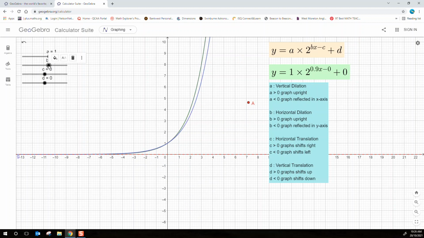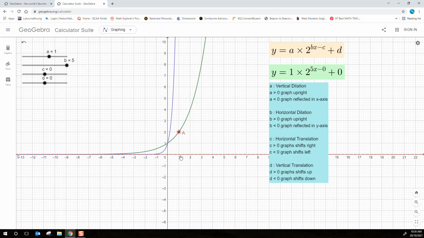Now let's look at the effect that b has. b seems to be changing the horizontal values of the graph. So when b equals 5, let me take a look over here.